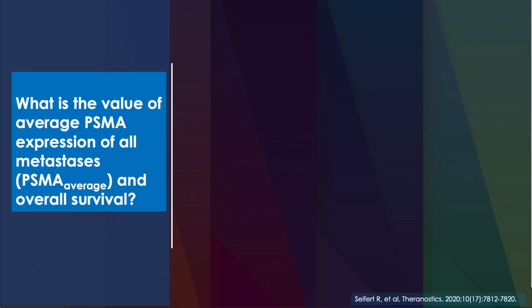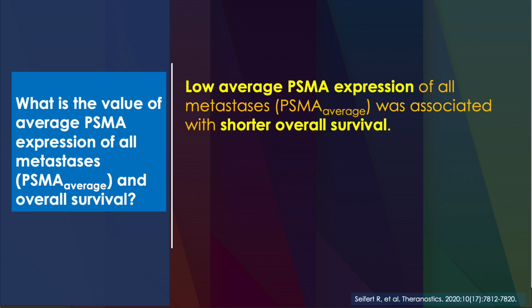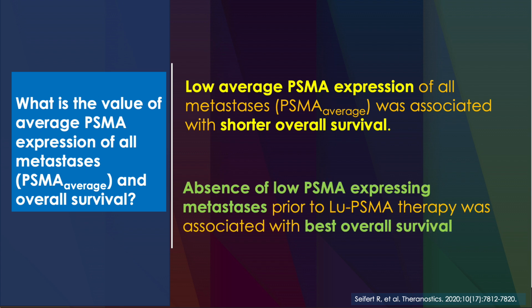What is the value of average PSMA expression of all metastasis and overall survival? In fact, low average PSMA expression of all metastasis was associated with shorter overall survival. Means to say, if the expression of PSMA is low, the outcome is going to be bad, and there will be a shorter survival period. Absence of low PSMA expression metastasis prior to lutetium PSMA therapy was associated with the best overall survival. Means to say, if the scan shows a higher grade of PSMA expression, then the survival is going to be relatively better.